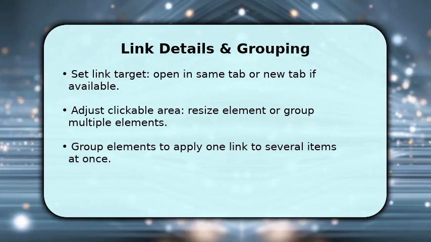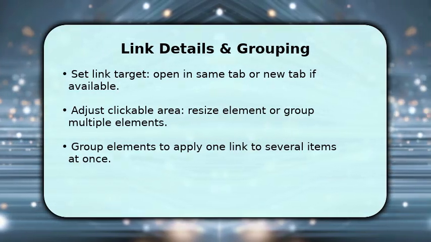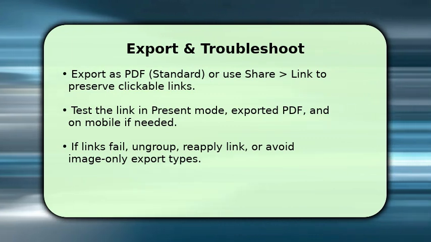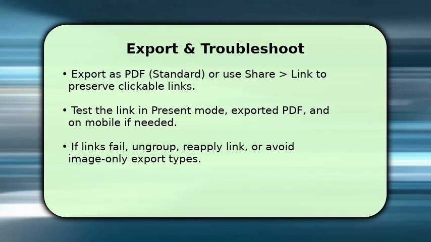Finish by choosing the correct export or sharing method so your link survives. Export as a PDF or use Canva's Share Get Link option. Image-only exports strip interactivity. Test the link in present mode and open the exported PDF to confirm it navigates correctly, and make sure mobile testing works too.